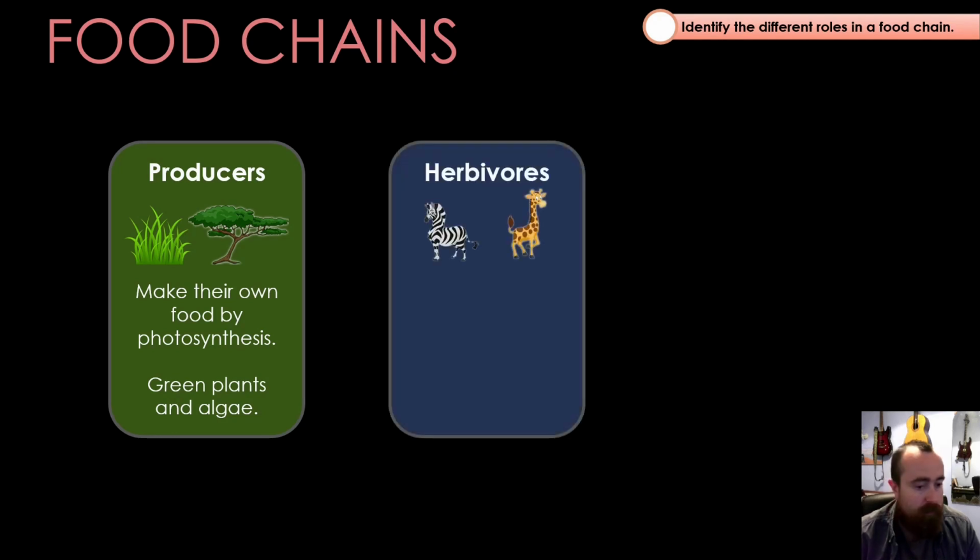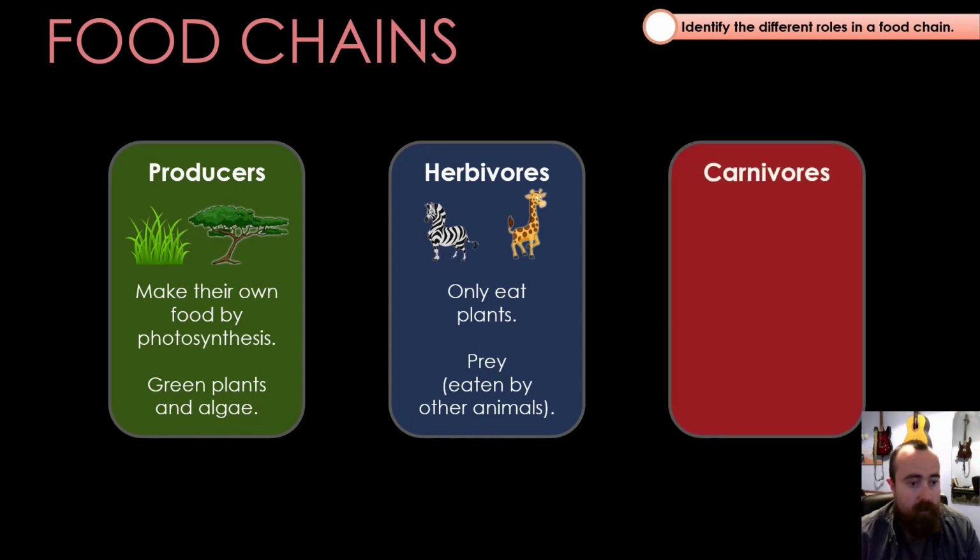Herbivores, the examples that we've given are zebras and giraffes, but there's loads more. You could have cows, you could have sheep, you could have deer, anything like that. They only eat plants, and they are what we call prey animals. They're eaten by other animals. Carnivores, our examples were lions and hyenas, but dogs, cats even, would count as carnivores.